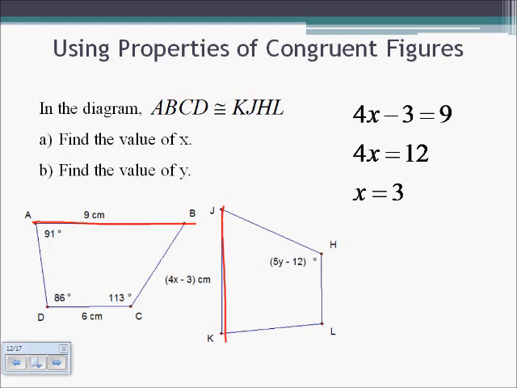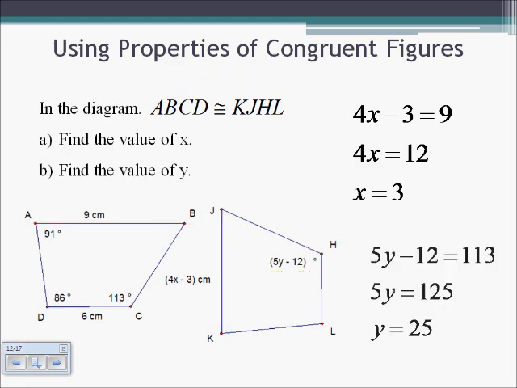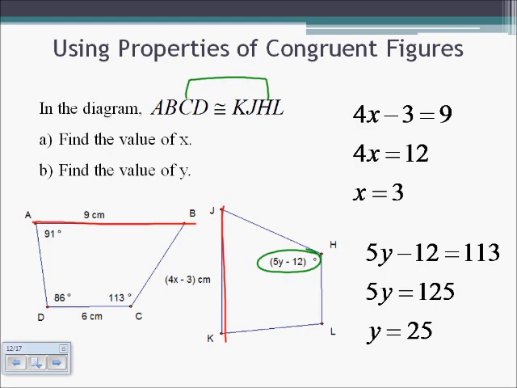Looking further at Y, I have that in the spot of H, and H is in the same spot as C, as given by the congruency statement. So therefore 5y minus 12 is equal to 113. I'd add 12 to both sides and divide by 5, so y is equal to 25. So using those congruent figure principles, we can solve for variables as well.